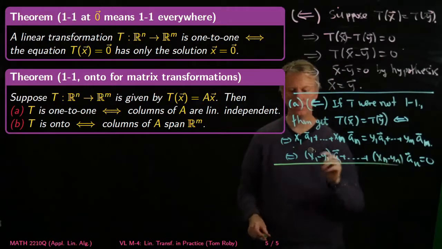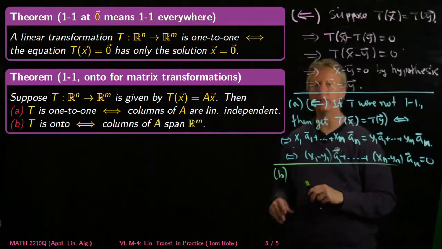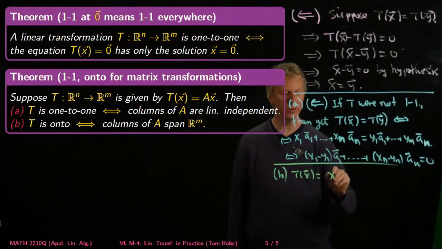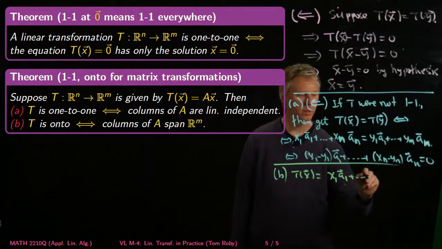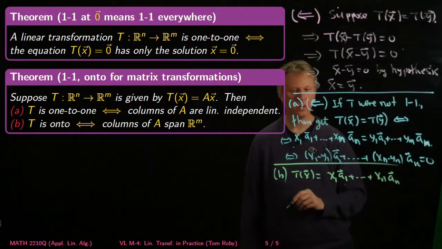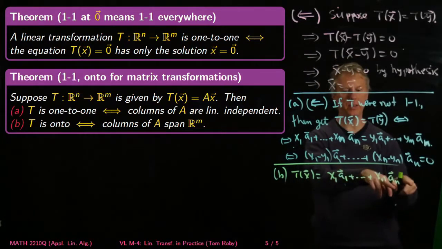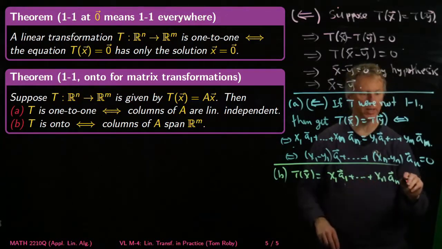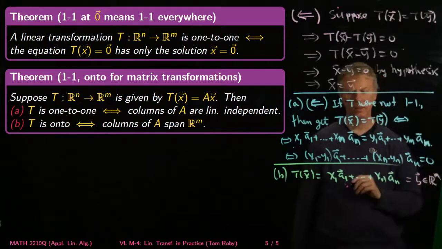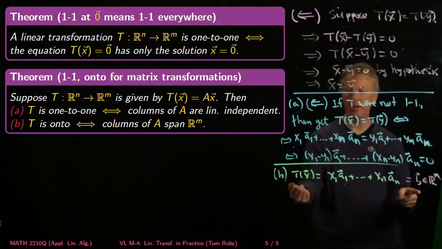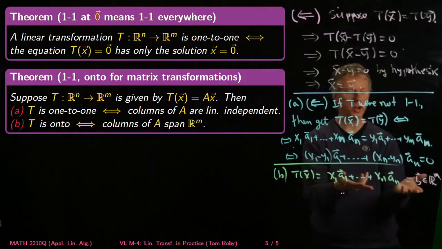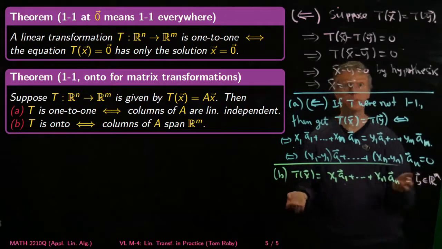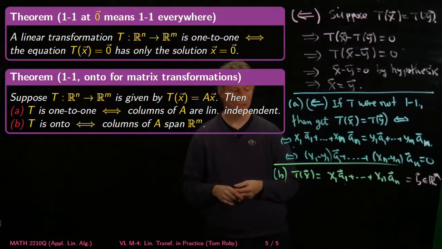And to show B, onto if and only if the columns of A span R^m, well, T(x) is equal to x1a1 plus ... plus xnan. So if the columns of A span R^m, then that means that I can always find x1 through xn that make this equal to some b that I want it to be equal to. So if they span R^m, then T is onto. On the other hand, if T is onto, then that means that I can always find some x that does this, and then this linear combination of the columns has to be equal to b. So really, at the end of the day, you're just writing out the definitions and following your nose.